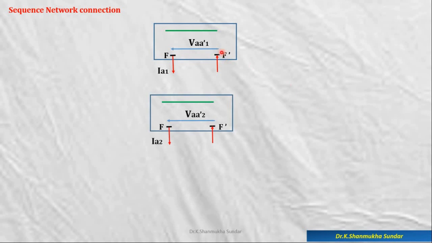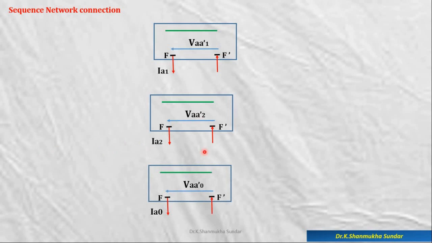Similarly, negative sequence, same circuit, only thing is replace it with VAA-2. Then the corresponding current which is coming out is IA2. That is the negative sequence network. That is the negative sequence current. Then the zero sequence network, same as this one. The only thing is replace it with zero sequence voltage, then zero sequence current. Is it clear? Now this is the only change.